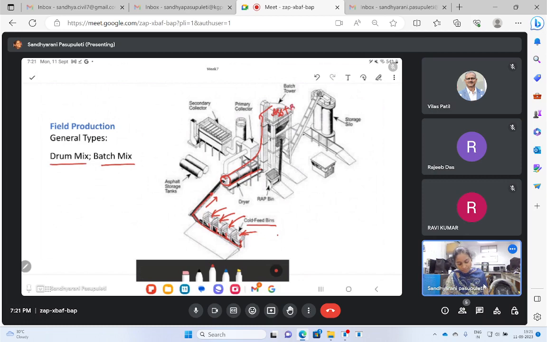Then the bitumen will be added and will be mixed. The place where all this mixing is happening is called the pug mix or pug mill. That is the place where the bitumen will be mixed. If you are immediately taking that mix to the field, if you want to lay immediately, that will be collected in the trucks. If not, that will be stored in the silos. These are the storage tanks that will be used to store the bituminous mixtures.